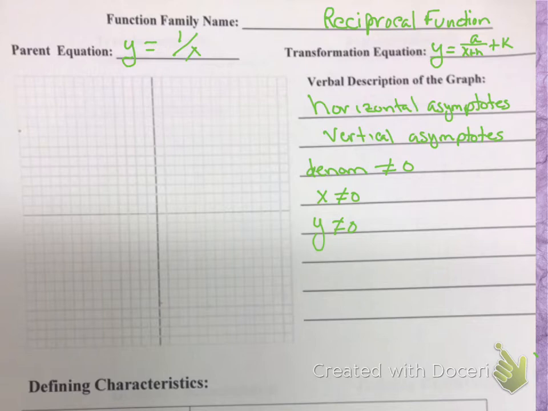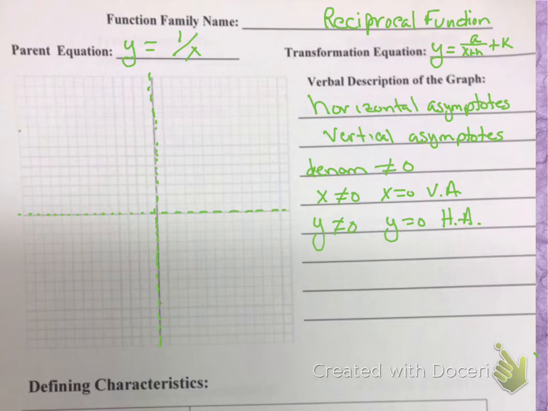x can never equal 0, which means this graph can never cross the y-axis. So I'm going to draw a dotted line to show that this graph can never cross the y-axis. This graph can never cross the x-axis either. The line x equals 0 acts as a vertical asymptote, which I abbreviated VA. The line y equals 0 acts as a horizontal asymptote. Those are two lines that the graph can never cross.